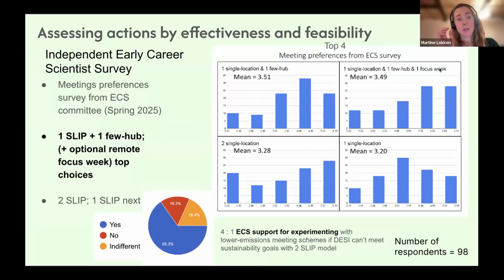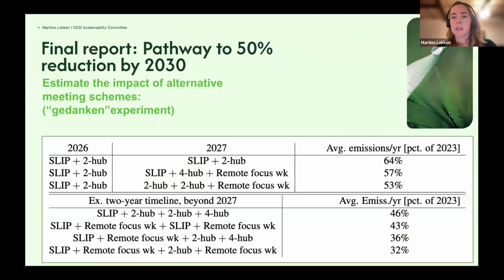We also asked the ECS, particularly the early career scientists, and they actually preferred this mixture of multiple hubs plus a regular classic style meeting over our usual cadence of 2 classic meetings per year, especially when sustainability is taken into account. So that showed us, in general, the collaboration was quite in favor of trying these different meeting styles, both for sustainability, but also for other reasons. So it was really nice to see. And I'll just move quickly through this to make sure I get to the current implementation.